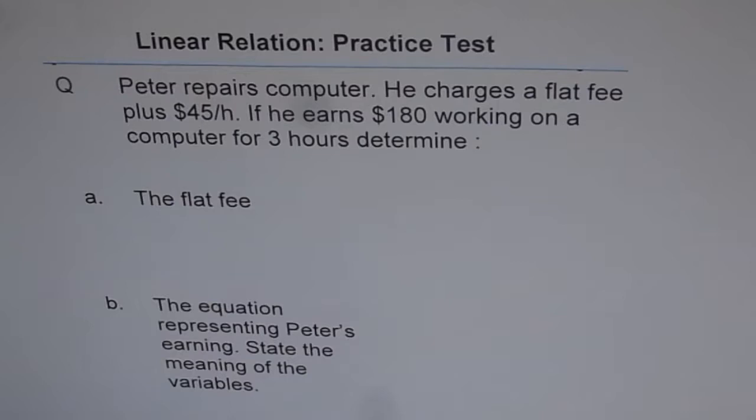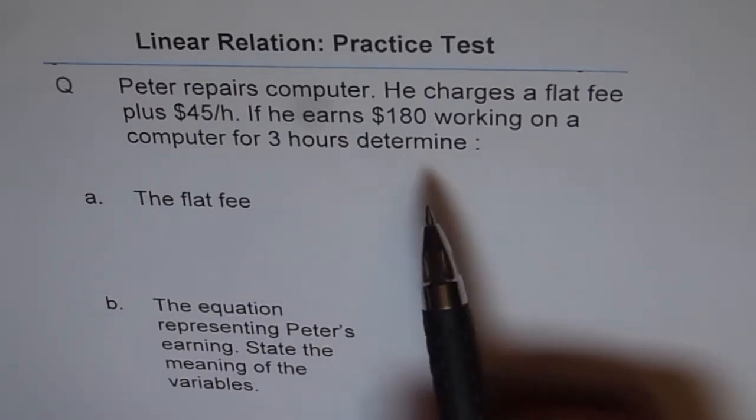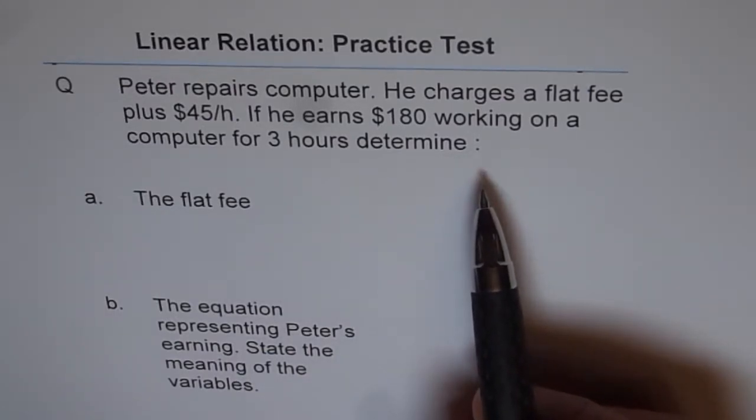Now, you can solve the problem and then you should look into my suggestion. My suggestion is that we should actually start with defining variables, then find the equation, and then write down the flat fee. That is, I think, a better approach. Now read the question once again to define your variables.